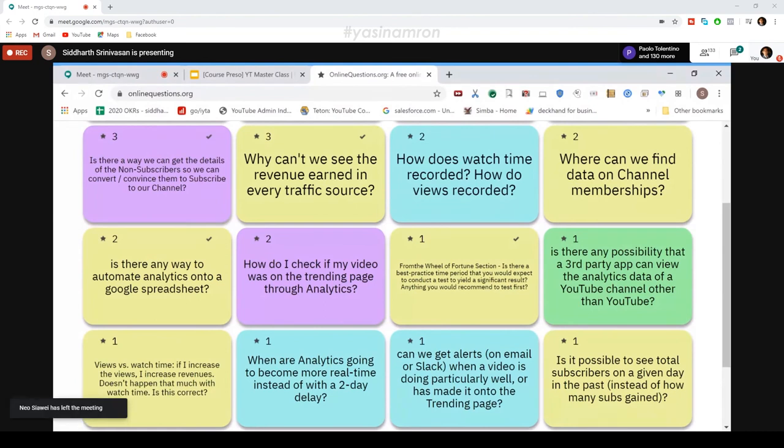And we get alerts on email or Slack. Again, if you can use our YouTube API, we made it trending, probably not, but for everything else on the YouTube API, you should be able to create your own rules. So that's what I would suggest there.